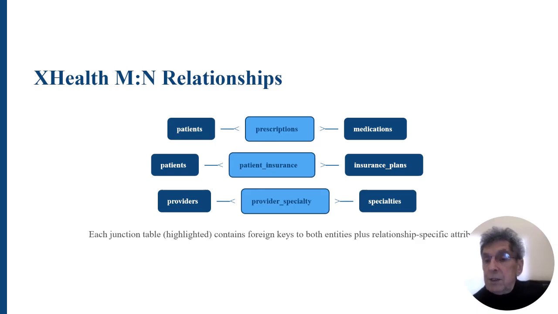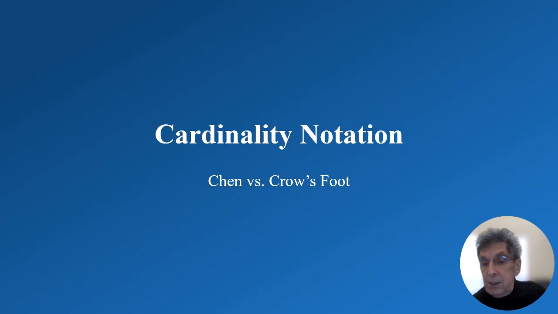And providers to specialties via the provider specialty table. A provider can have multiple board certifications. A specialty includes many providers. The junction table might include certification date, expiration date, certifying body, etc. So on screen you can see these three relationships visualized. Each shows two entities connected through a junction table with crow's feet on the junction side of each relationship. When you see this pattern, crow's feet pointing at a middle table from both sides, you know that it's a many-to-many implemented through a junction table.